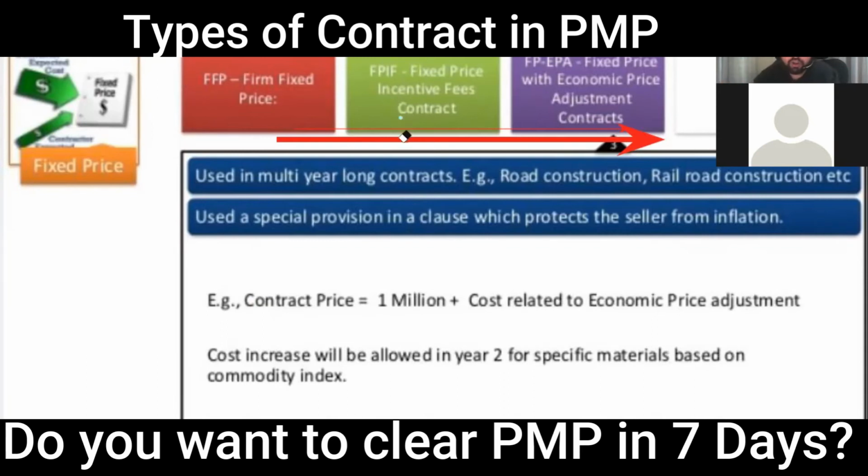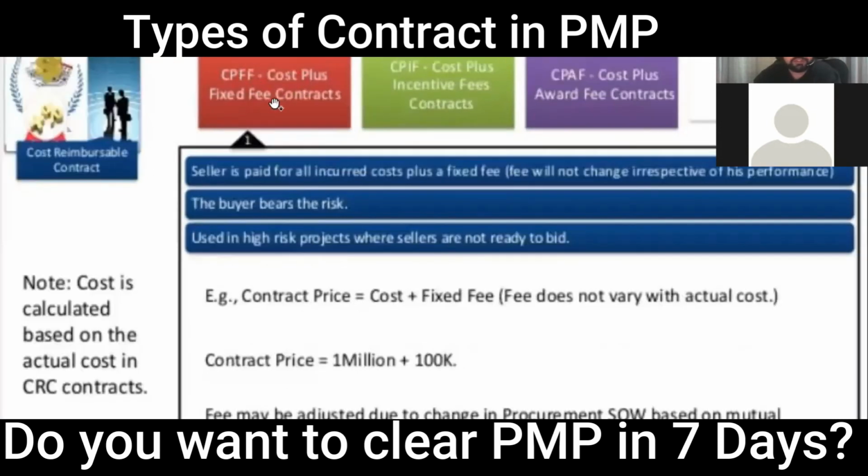Let's read cost reimbursement contracts. In cost plus fixed fee, you have to pay all the cost reimbursed and the fixed fee to him. Here all the risk is on the buyer. If the cost of material increases, the seller has nothing to do with that. You have to pay him all the cost and the fee that has been agreed. That is cost plus fixed fee.